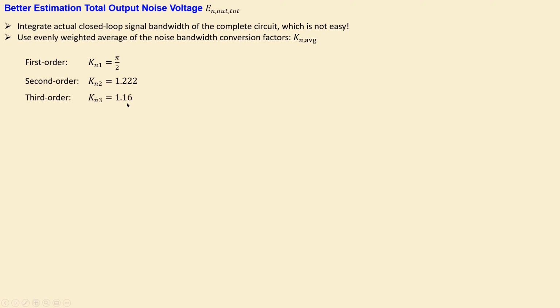These are the conversion factors. You can also find them on the net. I won't go through it in detail. This is just the value we will use. If I now want to have the average of this in evenly weighted form, I will just add them up, and I get the following results.